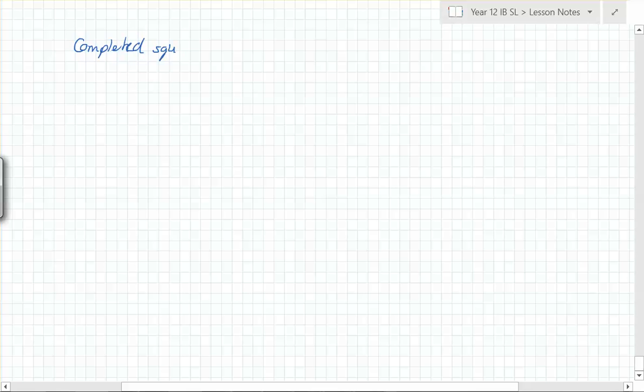Completed square form of a quadratic. Completed square form. Do you remember that? Yes. So, let's have a look at a completed square form. Alright.